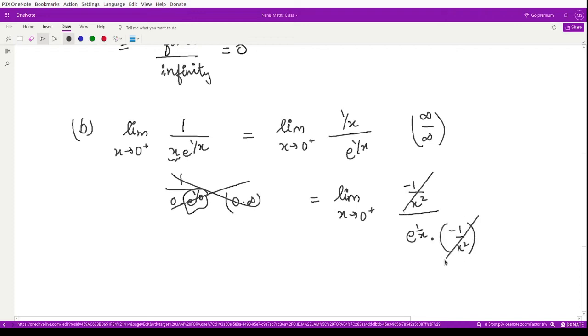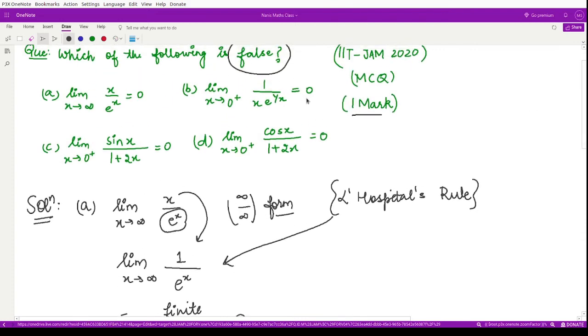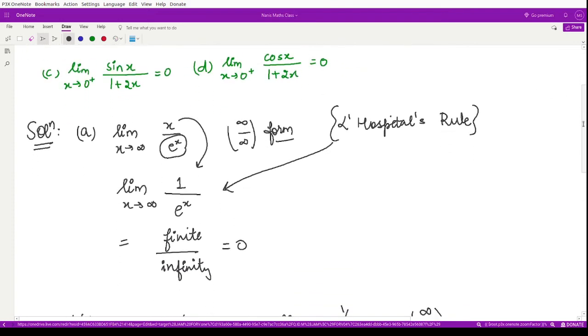So now this quantity cancels with this quantity. So you have here the value: limit x goes to 0 positive of 1 divided by e to the power 1 by x. Now when you substitute the limit here as 0, it is e to the power 1 by 0, e to the power infinity. So e to the power infinity is infinity. So finally you have 1 by infinity, which is equal to 0. So obviously this option is also true, but we are looking for the false option. So let's move on to our option number C.